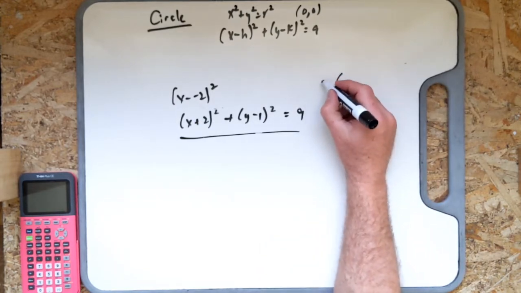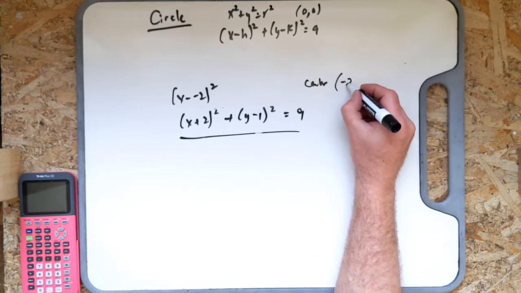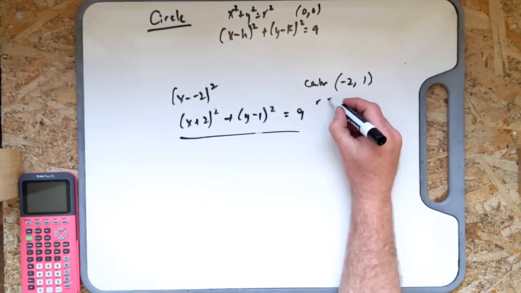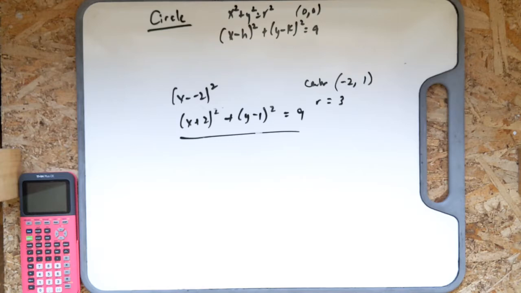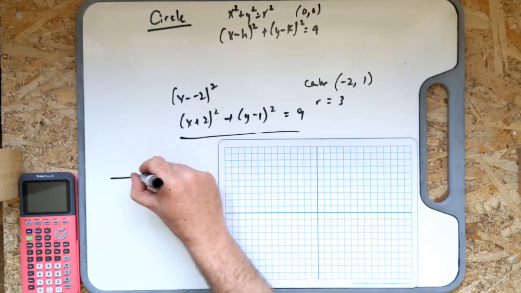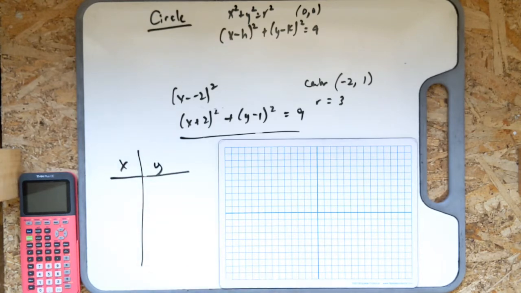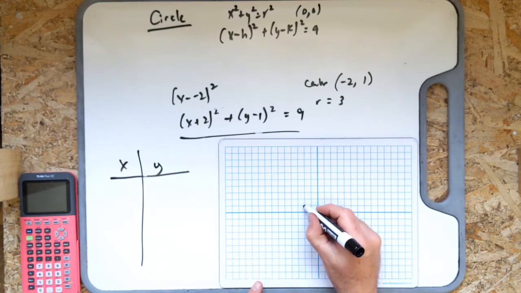So my center is negative 2, 1, and my radius is 3. Okay, like the other one, I'm going to demonstrate some points on this. I'll create another table over here and pick some easy to calculate numbers. First of all, I'm going to put the center on here, which I know is negative 2, 1.